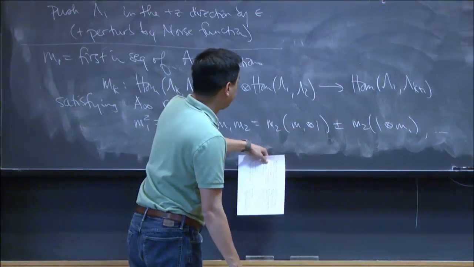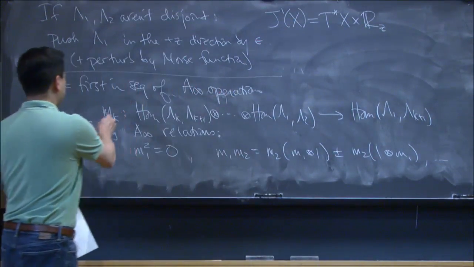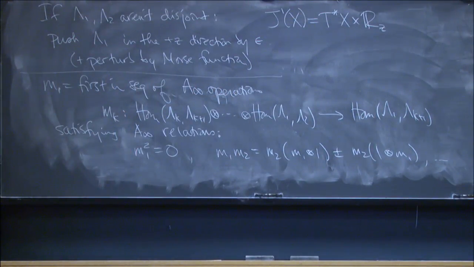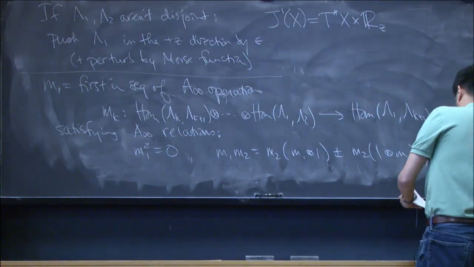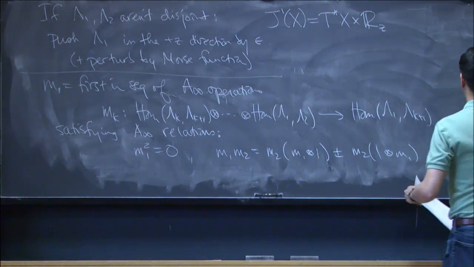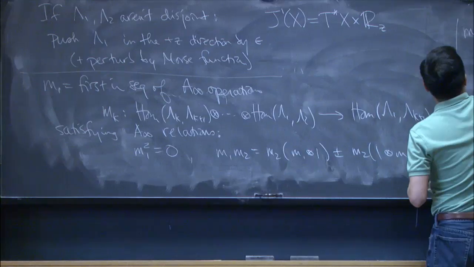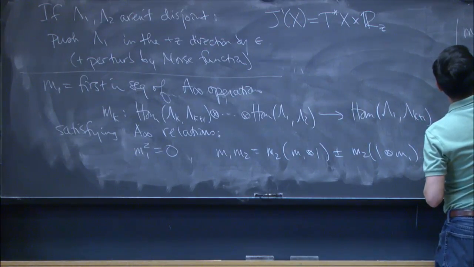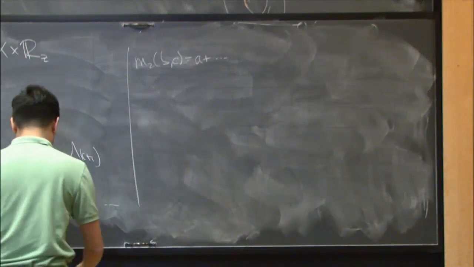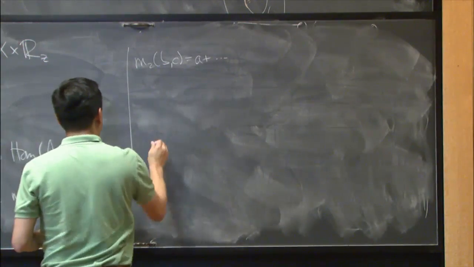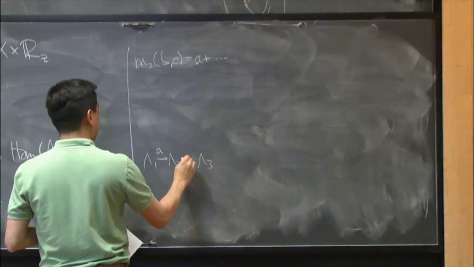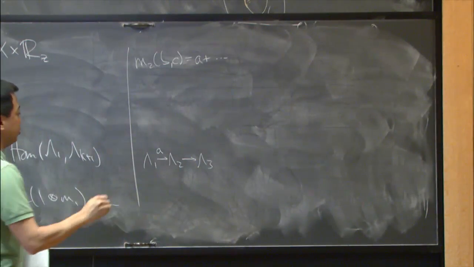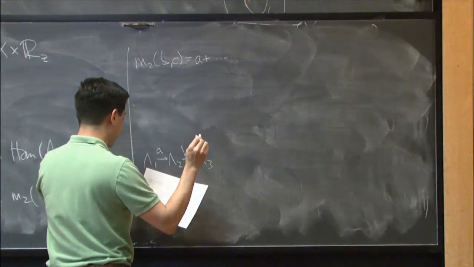So I will maybe draw for you how you define M2. I've drawn how you define M1, so I'll draw M2, and then you can use your imagination to figure out what happens after that. Here's something that contributes to M2 of B, C. So this is going to be A plus stuff. Here A goes from, let me just draw schematically, lambda 1 to lambda 2. So it's in hom(lambda 1, lambda 2). B goes from lambda 2 to lambda 3.